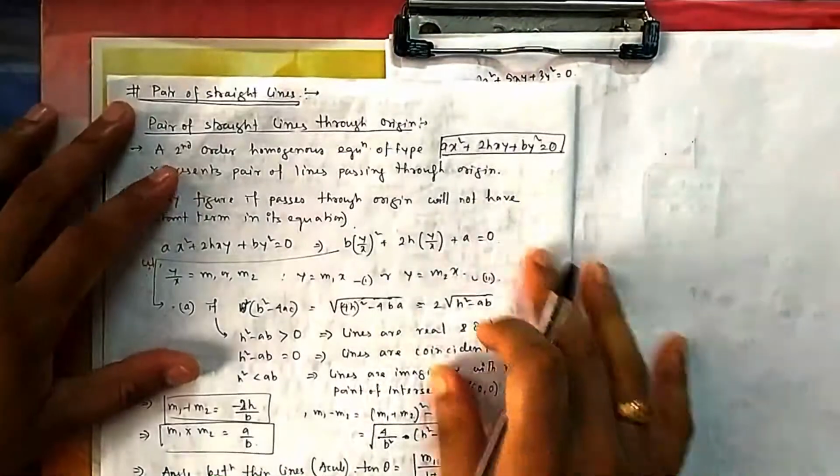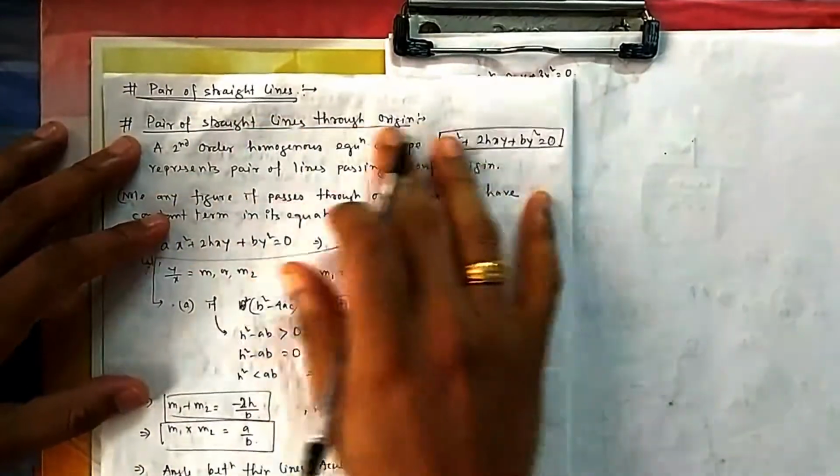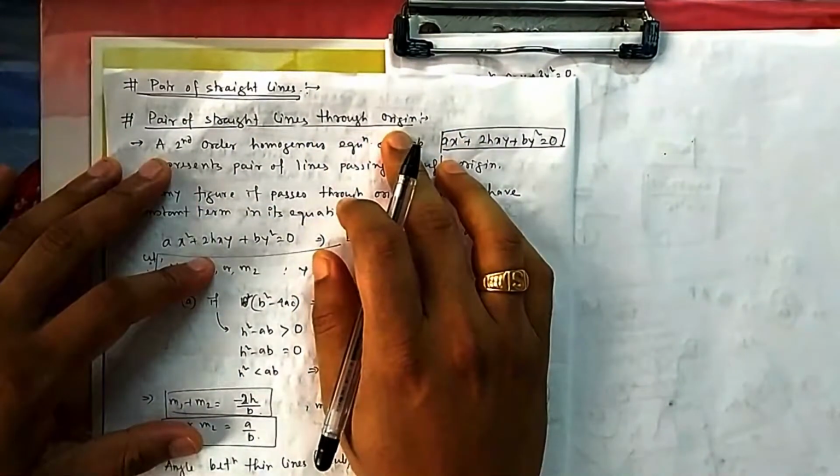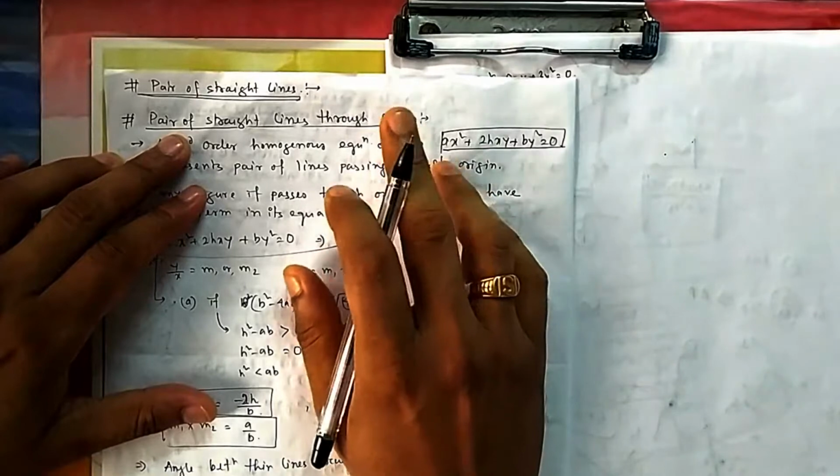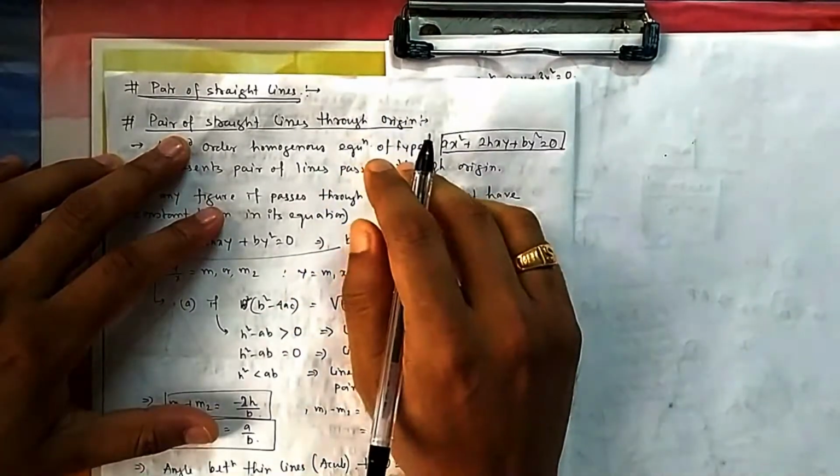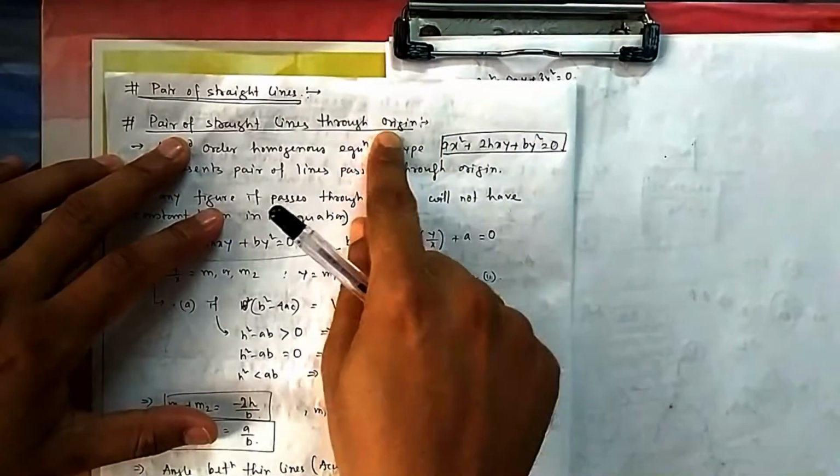Okay students, so the topic of today is pair of straight lines. First we will start with the pair of straight lines that is passing through origin. Pair means two straight lines. So till now we have only one equation. Now two straight line equations are incorporated in one equation.